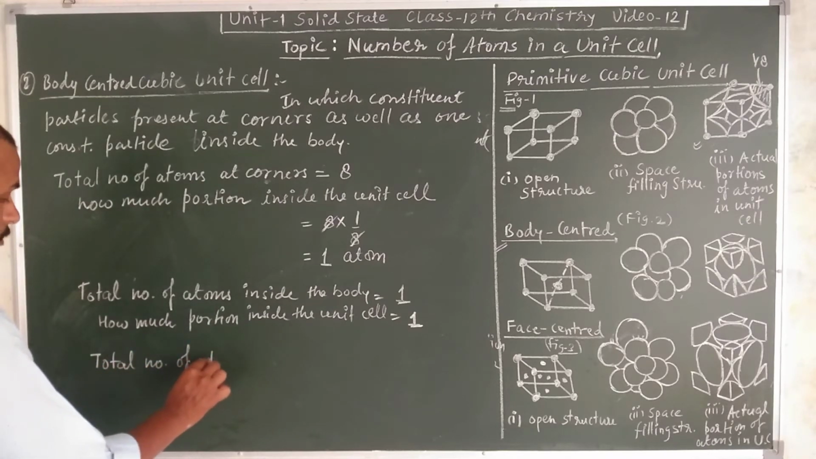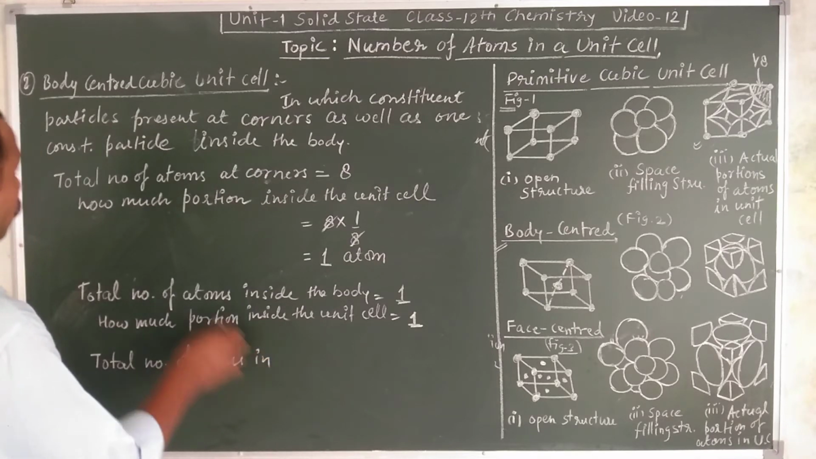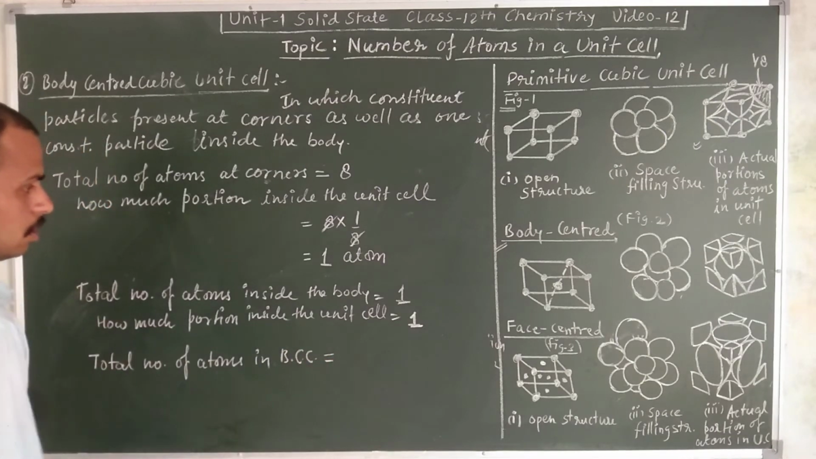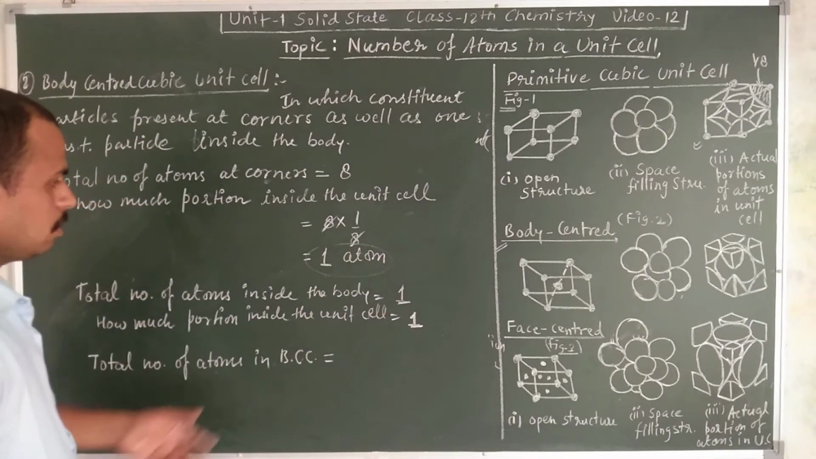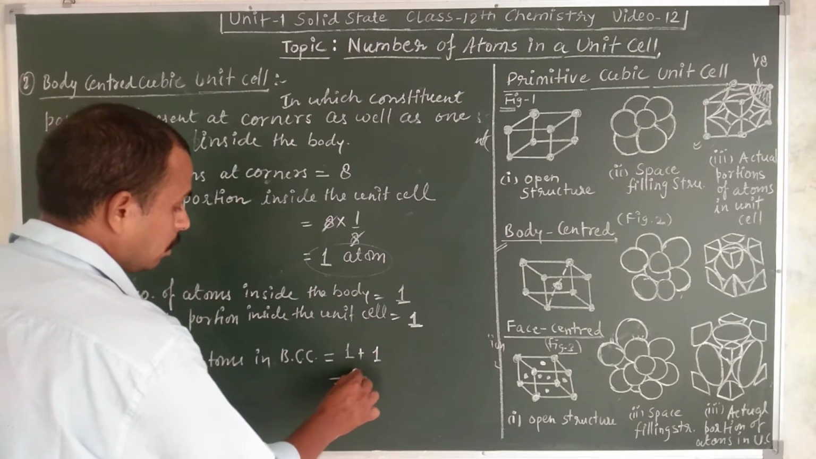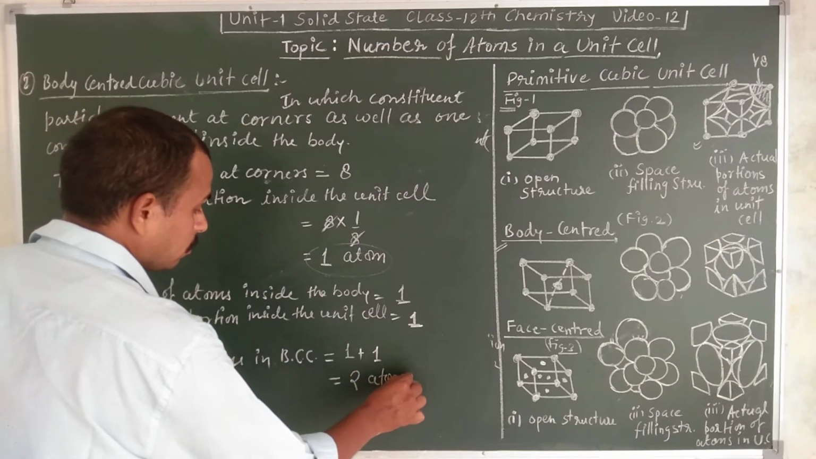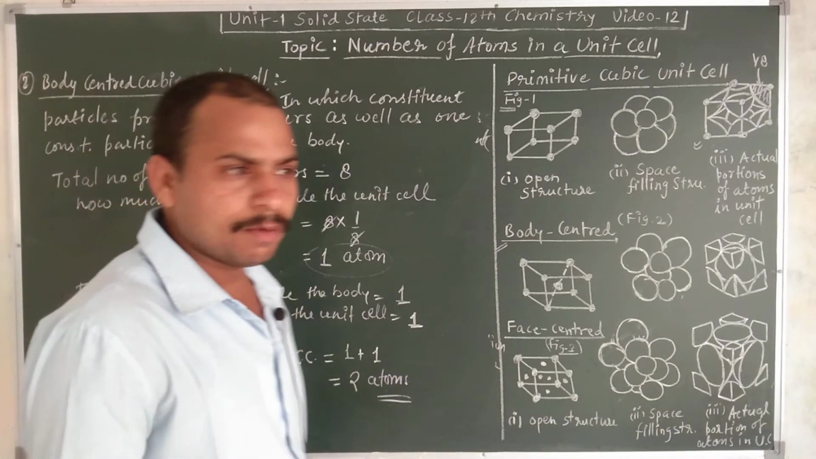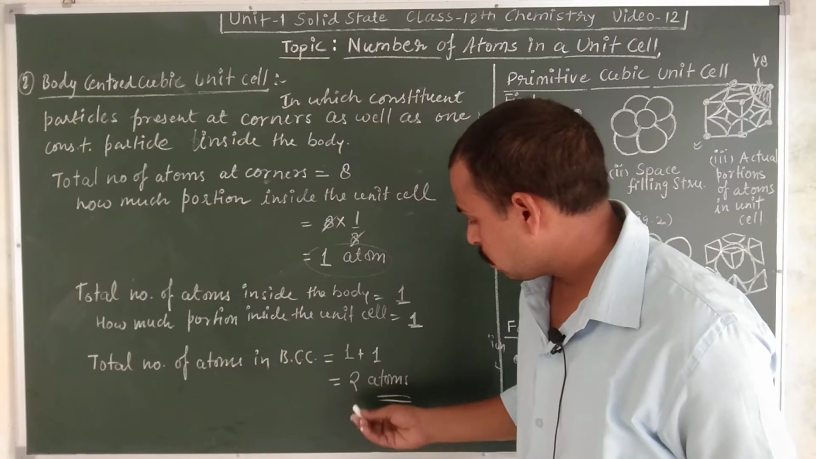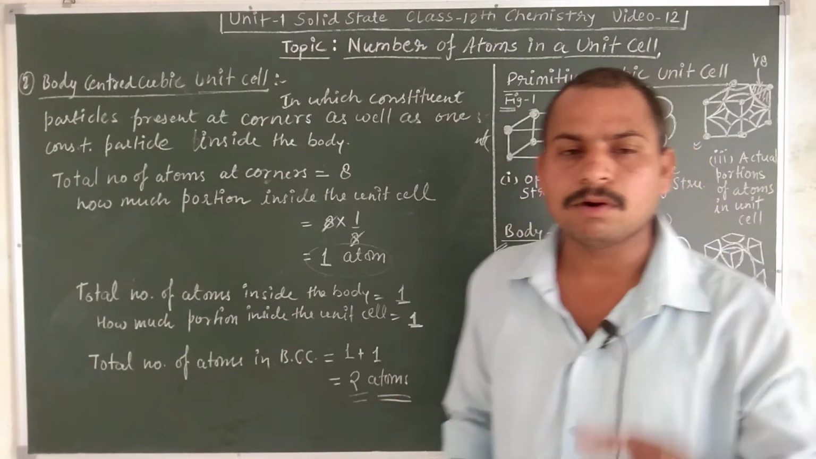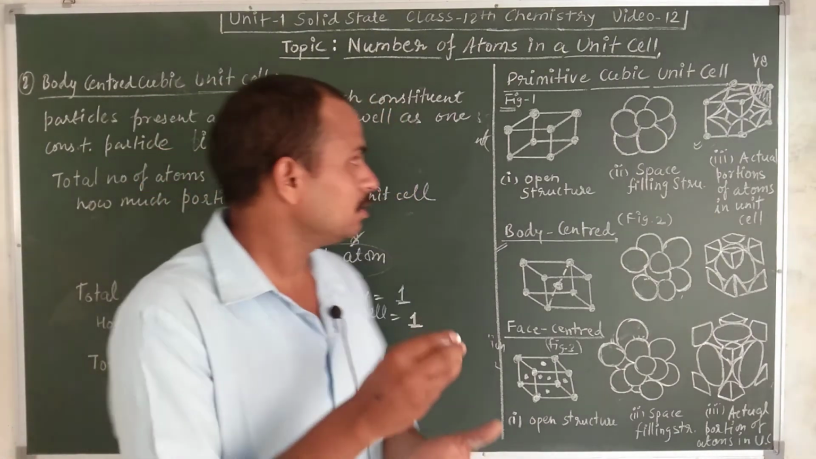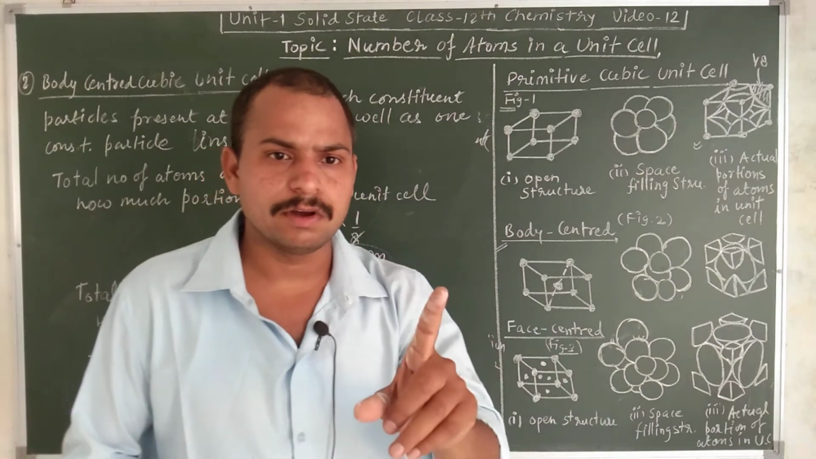So total number of atoms in body centered BCC. So 1 and body 1. So there are 2 atoms. So if we talk about body centered unit cell, so total number of atoms present in the body center, that is 2. If we talk about primitive unit cell, so total number of atoms present in the primitive unit cell, that is 1.